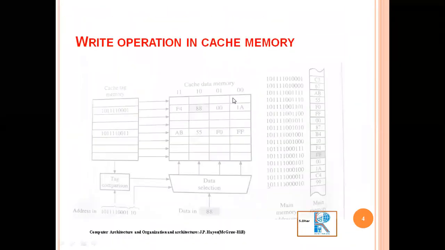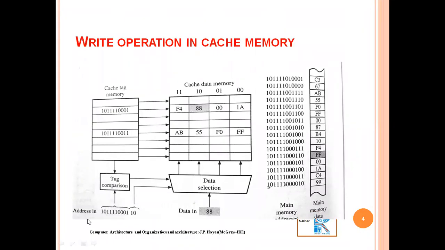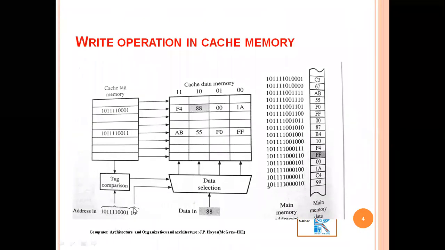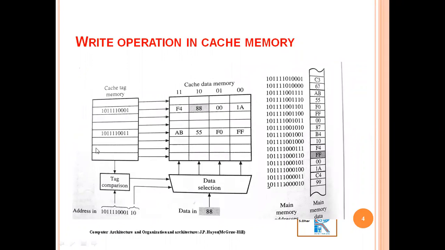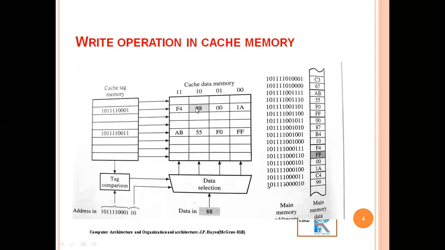Similarly, this is another, write operation. In the write operation also, the thing is the same. Here the address is divided into the tag field and the word address, and it will go here, and it will compare the tag to see whether the data is stored here or not. Yes, this tag is stored here, 1011110001. This tag is this. Then it will go to the particular word, which is 10. That means we have to change this word. The data in is 88. Now this is a write operation, so the data 88 will be stored at the particular address here.